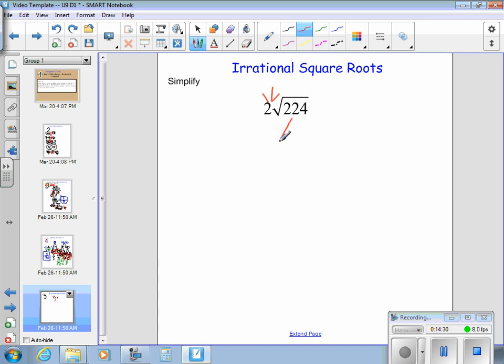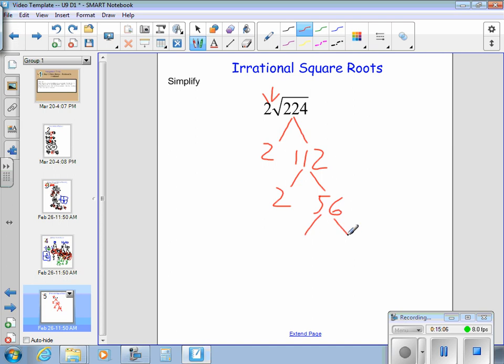Now, we need to take this 224 and we need to factor it so that we can simplify it. We need to take any perfect squares out of it. So 224 is obviously divisible by 2. And when we divide it by 2, we get 112. Also obviously divisible by 2. When we divide that by 2, half of 110 would be 55, half of 2 is 1, so 55 plus 1 is 56.